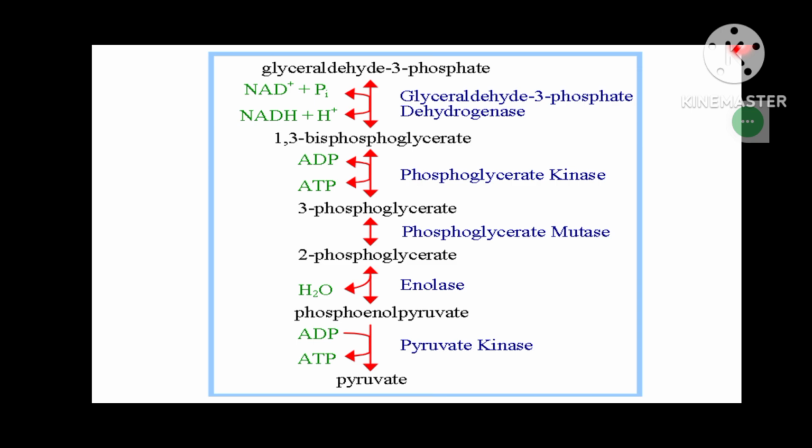Total 5 ATPs are formed and 2 ATPs are consumed in the preparatory phase. Hence, we get total 3 ATPs from glycolysis. So the net yield is 3 ATPs. We know that two molecules of pyruvate are formed from one glucose. If the net yield is 3 ATPs, then from one glucose we get a total of 6 ATP molecules in glycolysis.